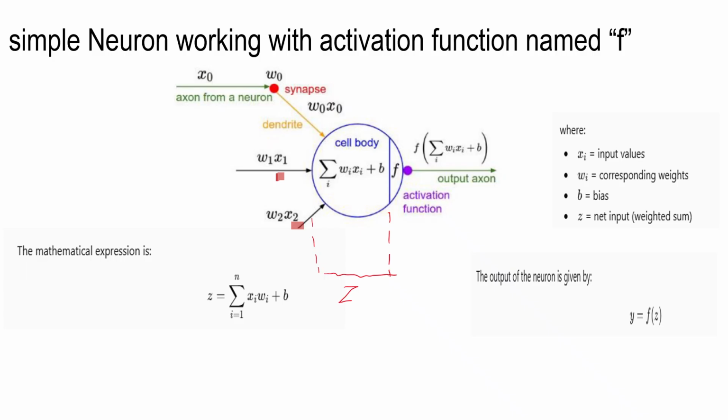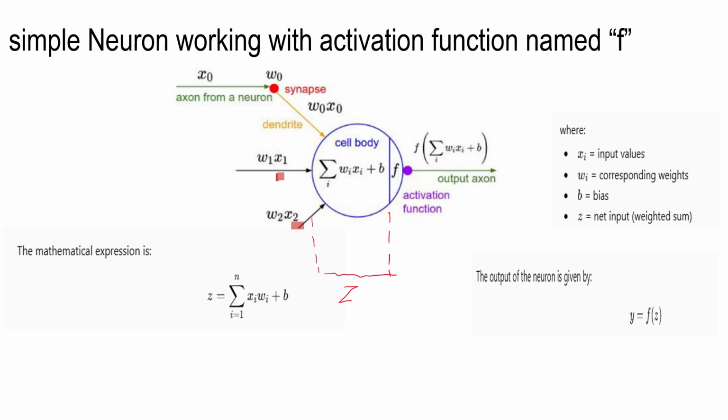Here in x1 and x2, some values are given. They may range from 0 to 1, and along with that some weights are associated. The weight is also usually given in the range of 0 to 1. If the weight is 0, it means the particular input does not contribute anything in the cell body. So the weight shows how much the input is influencing the neuron.